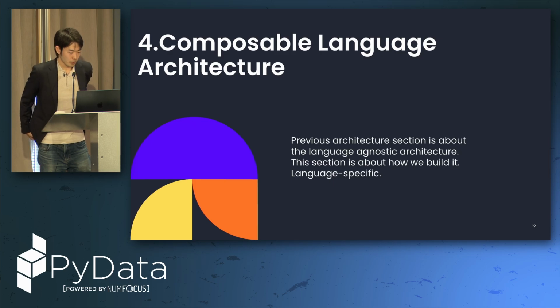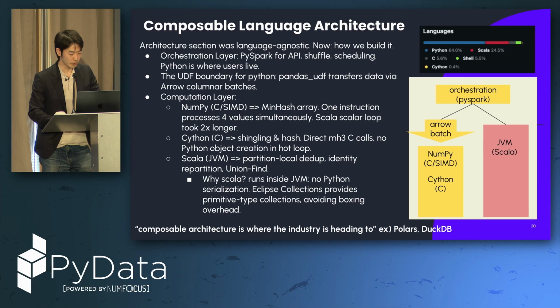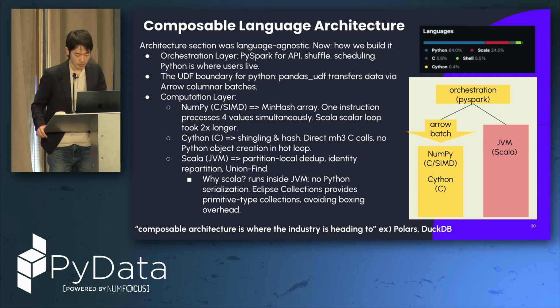Okay, fourth is about composable language architecture. The previous architecture section is about language agnostic architecture and approach, but this section is more about how we built it. This is more language specific. There's only one slide in this section.